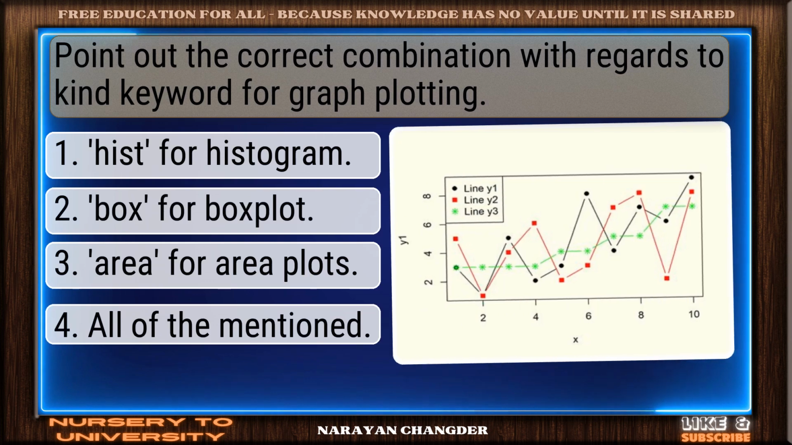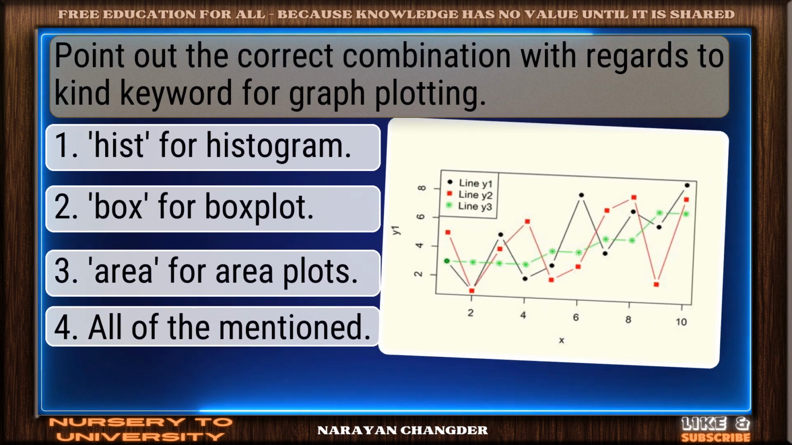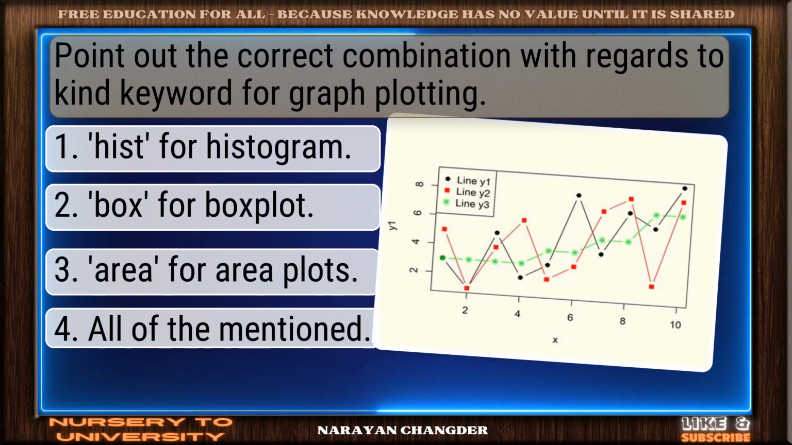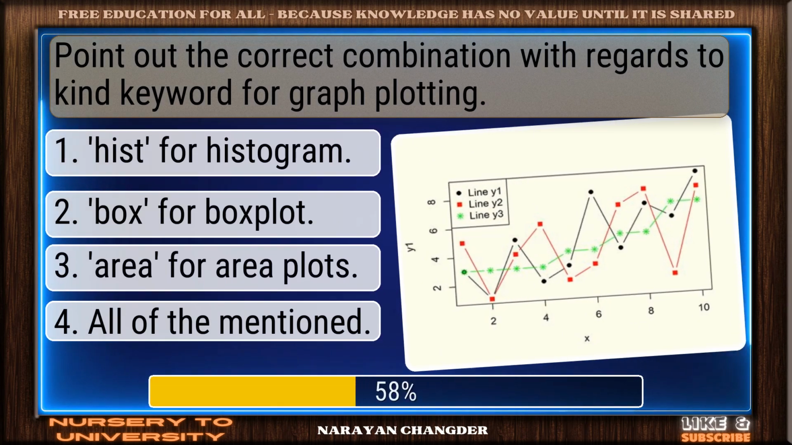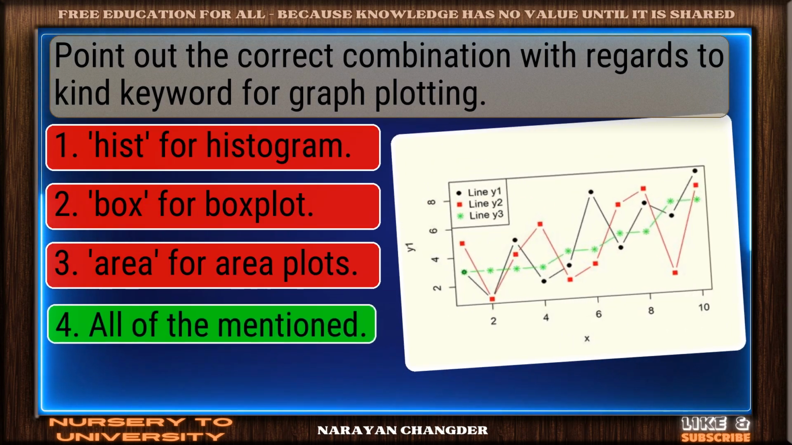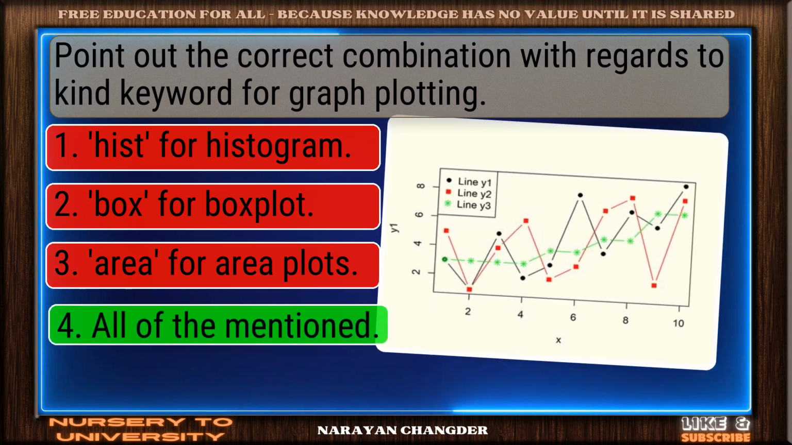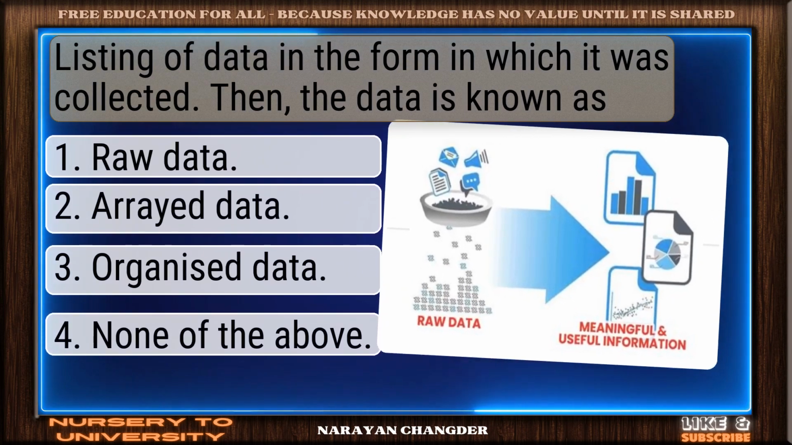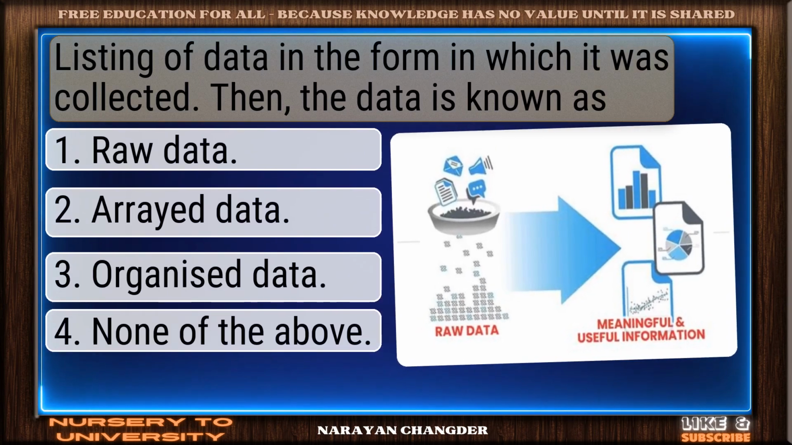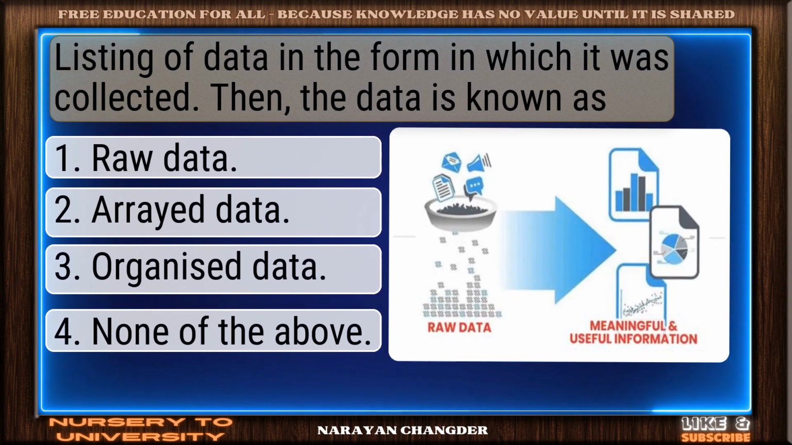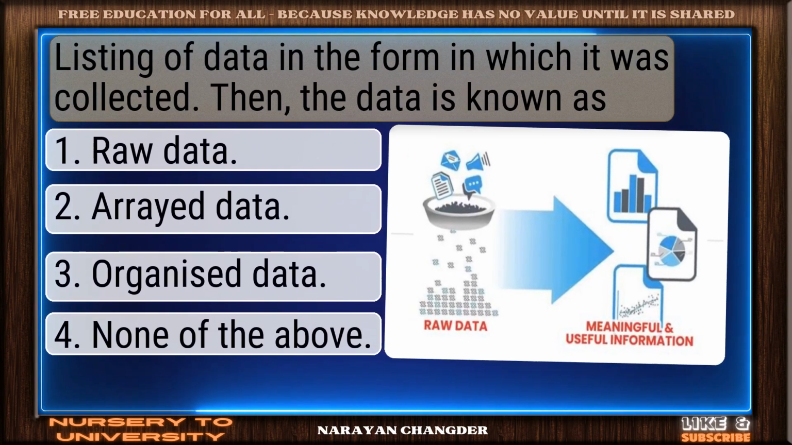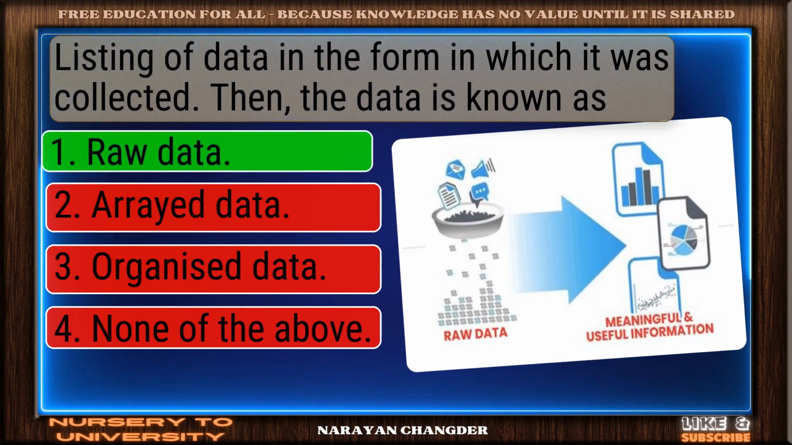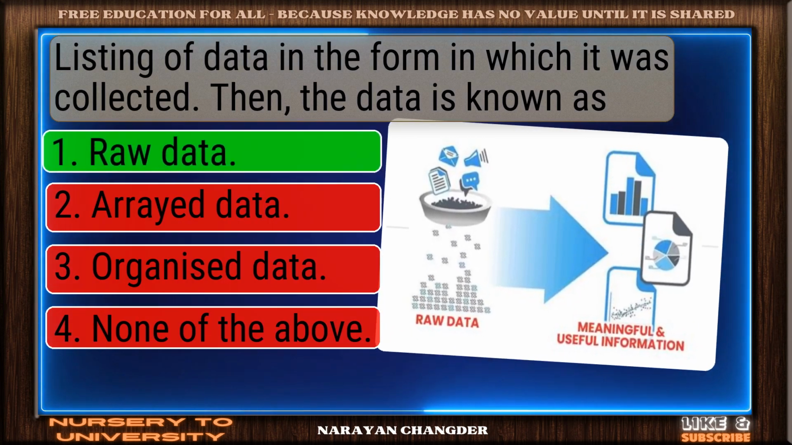Question number 40. Point out the correct combination with regards to kind keyword for graph plotting. You're right. All of the mentioned is the correct answer. Question number 41. Listing of data in the form in which it was collected, then the data is known as... Solid response. Raw data is a valid choice.